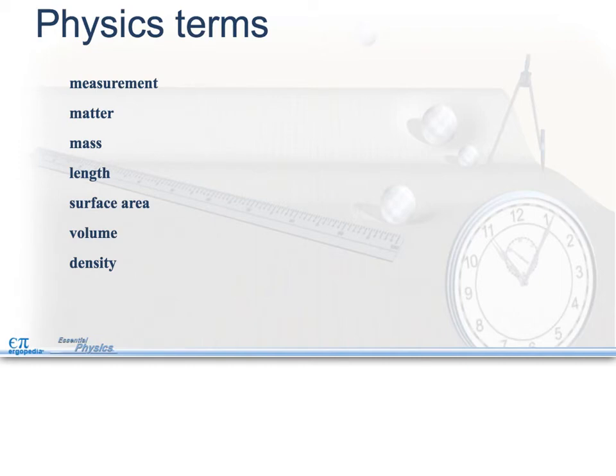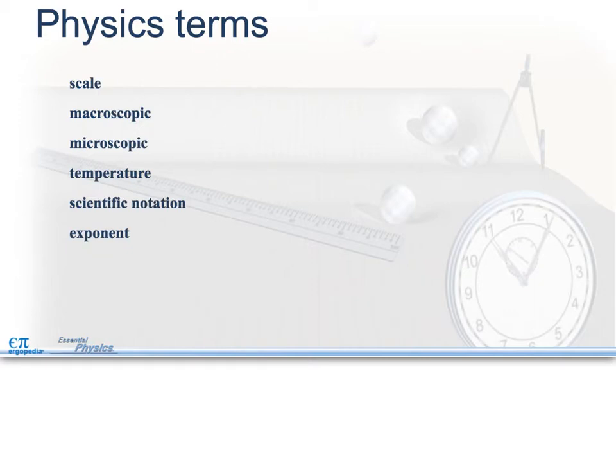Okay, here are our physics terms. Measurement, matter, mass, length, surface area, volume, and density. These are the main ones we're going to be talking about in this chapter, or in this part of the chapter. Also, scale, microscopic, macroscopic, temperature, scientific notation, and exponent.